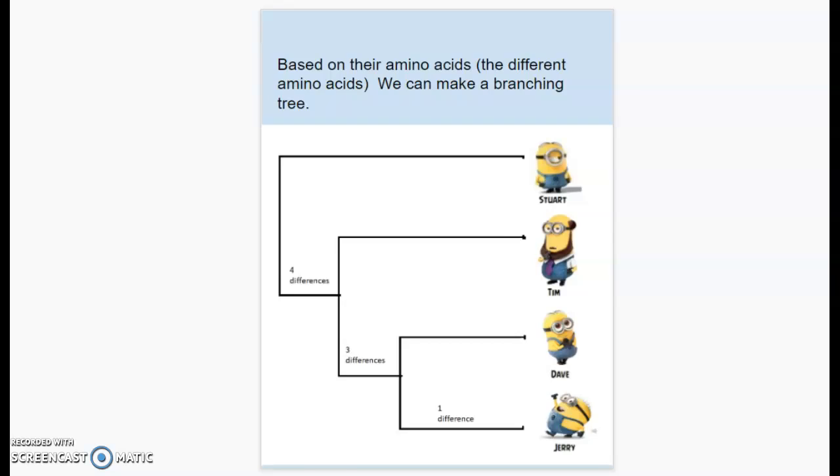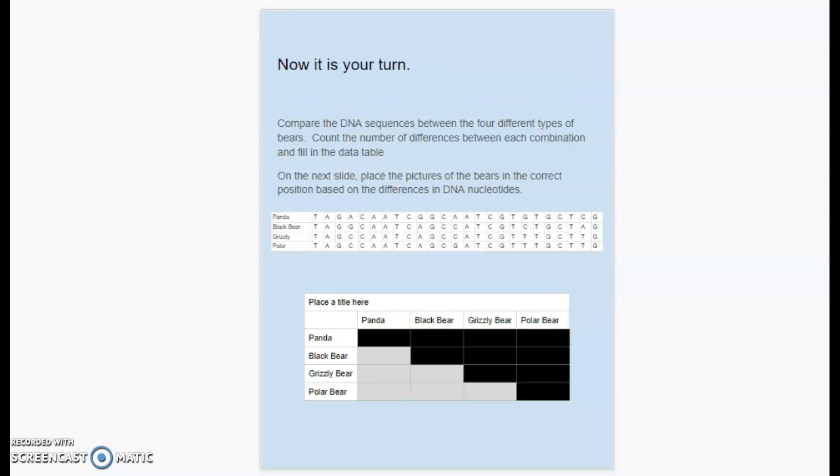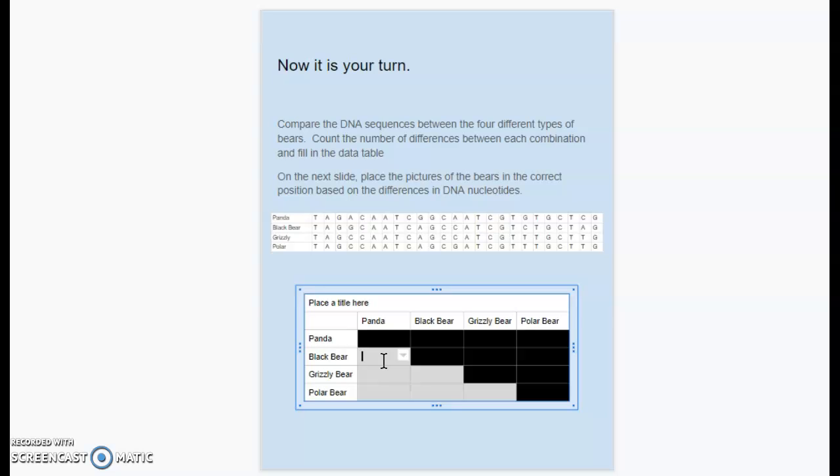So you're going to do the same thing with the bears' DNA. I would like you to find where there's a difference in the DNA sequences between each of those, and fill in the gray box. For example, how many differences did you find between the panda and the black bear? You would put it here into that box. I've blacked out these because you don't need to fill those in. You just need to fill in the gray versions.